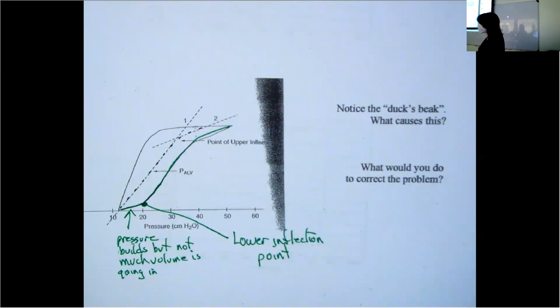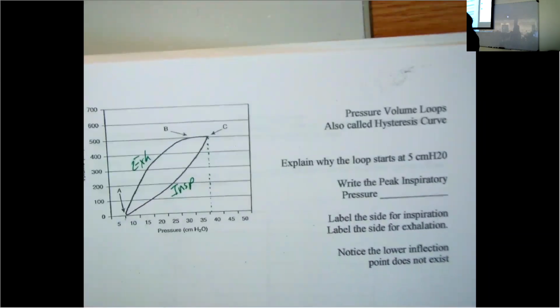Yes. So on the other one where it says notice it doesn't exist, is there a reason why, or is it just because of the typographic? And the other one, the alveoli are already open, so the air just goes in. Oh, that's for the peak. Yeah. Okay. So this one, you don't see a lower inflection point because the alveoli are already open.